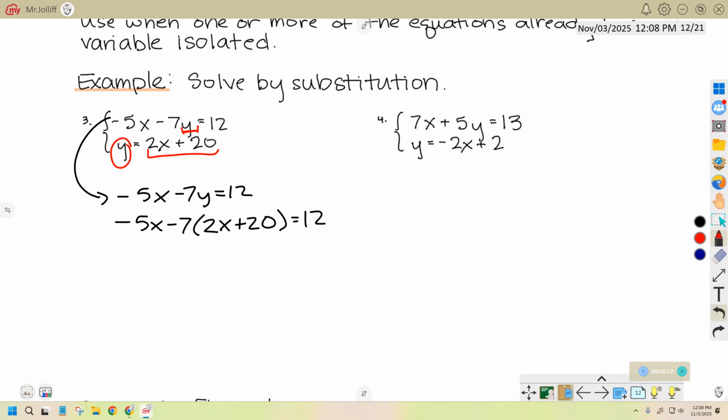Suggestions on what I should do first. Distribute, very good. I got to get rid of those parentheses. Distribute the 7 through. So I have -5x. -7 times 2 is -14x. -7 times 20 is 140. I think I did that correctly. 7 times 2 is 14 plus a 0, yeah? Equals 12.